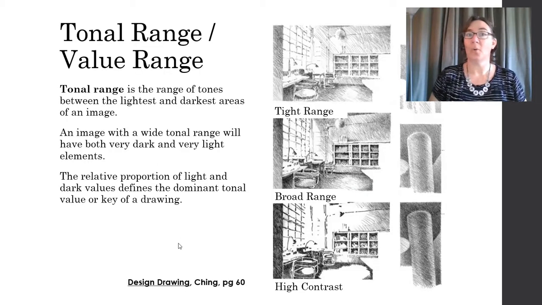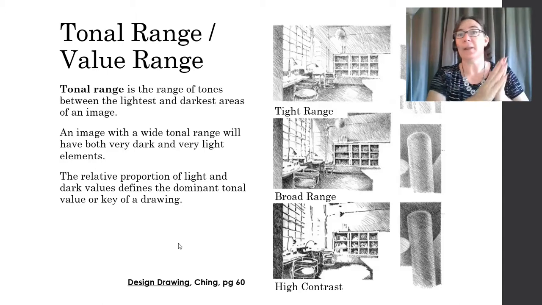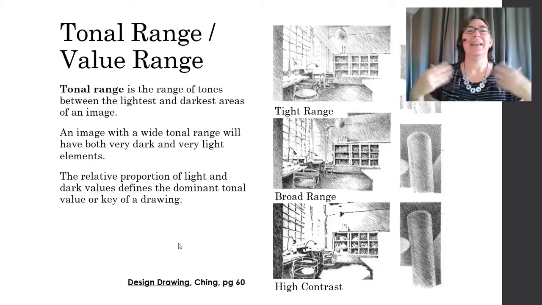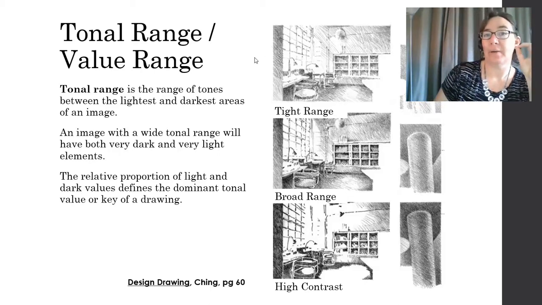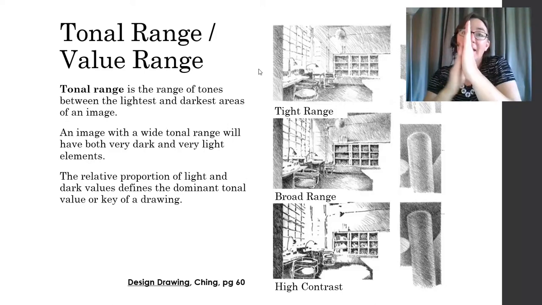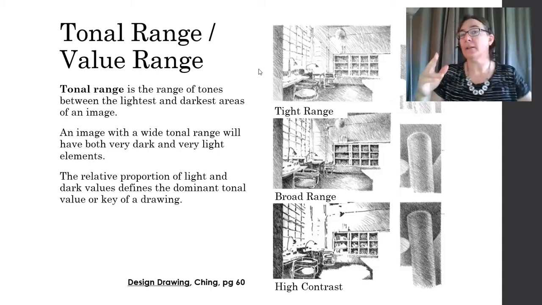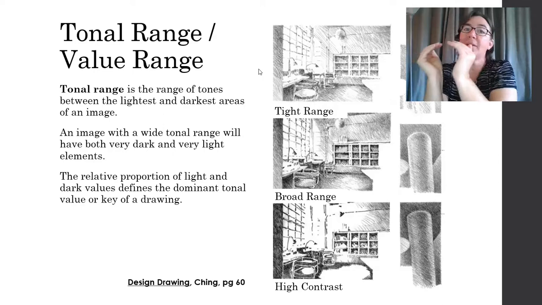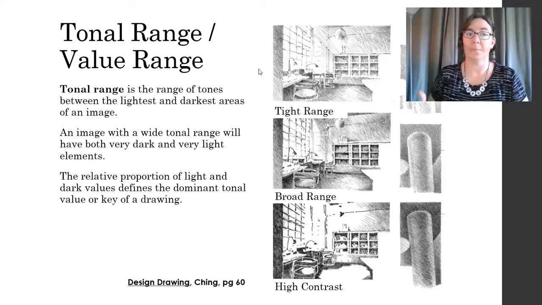Tonal range, or also called value range, is the range of tones or values in a particular image or a particular artwork, from the lightest to the darkest. So some images are going to have a tight range. This one up here at the top only has from like medium to light. It's not including any dark values, and therefore it's got a reduced or a tight range of values.